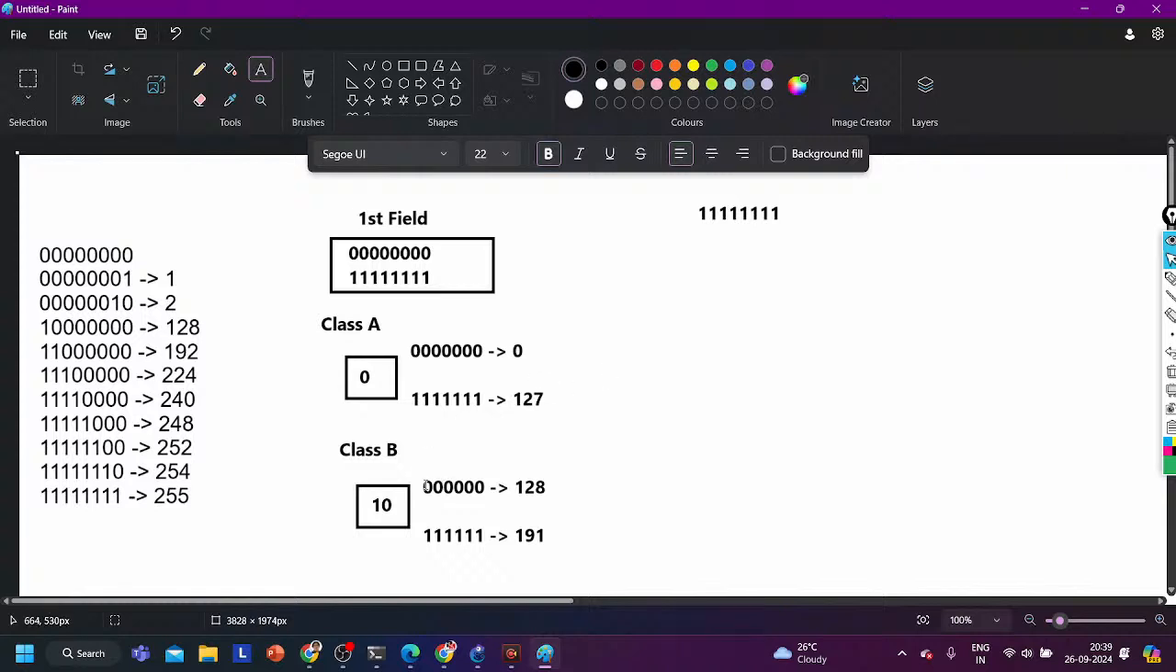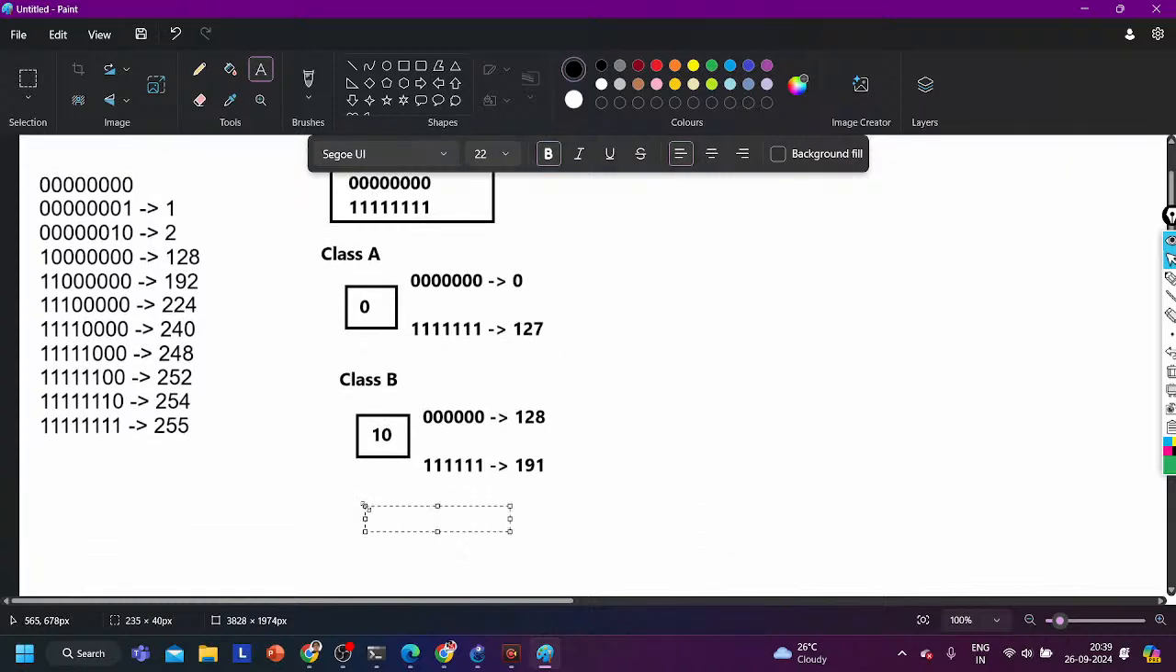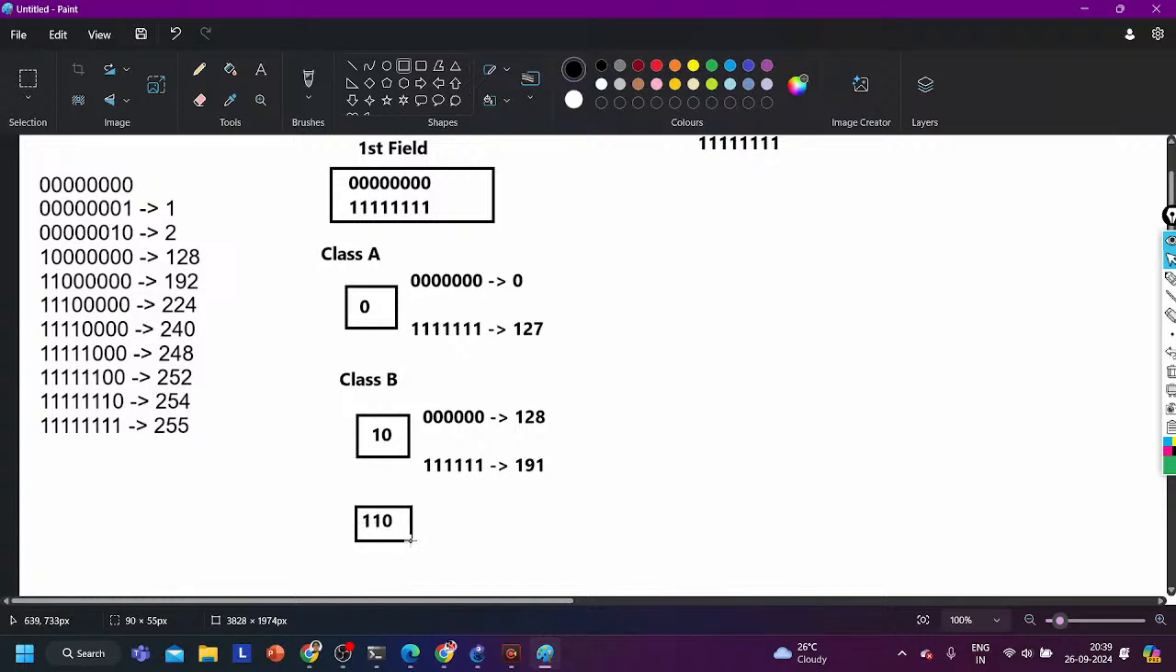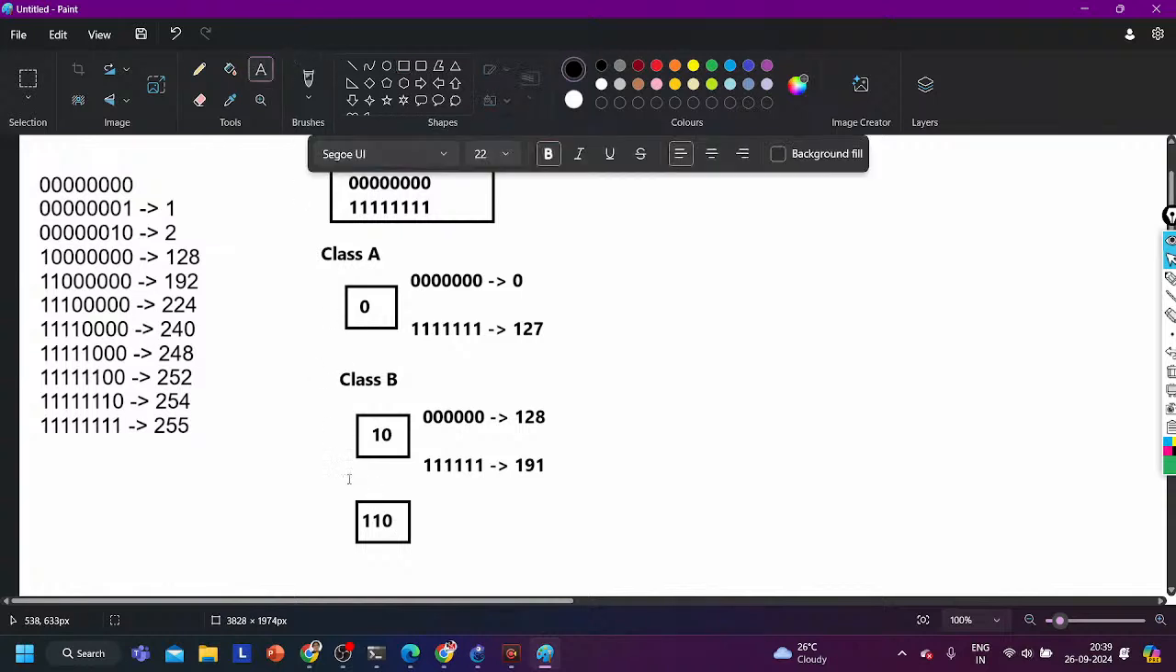In the same way, for class C, how many bits have I reserved? 3 bits. The first bit will always be 1, the second bit will also be 1, and the third bit will be 0. First 1, second bit 1, third bit 0. These are the reserved bits for class A, class B, class C. For all classes I have reserved some bits to get the range for each class. Class C, right. So how many free bits are there? 5. So if the 5 bits are 0, then you will get the minimum value for class C. If the 5 bits are 1, then you will get the maximum value for class C.